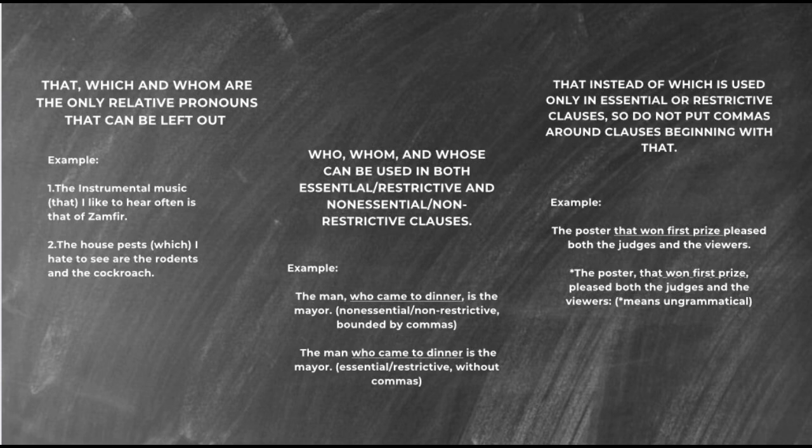Second example, the man who came to dinner is the mayor. The clause who came to dinner is restrictive because it identifies which man is the mayor. Without it, the sentence would be too broad. The man is the mayor.